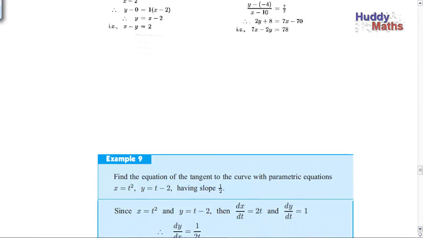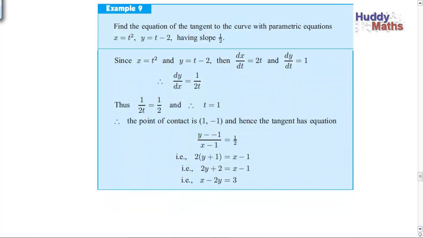Well, there's a little bit more here with calculus. Let's have a look at this one. Find the equation of the tangent to the curve with parametric equations that and having a slope of a half. So, find the equation of the tangent, I'll need a slope. So let's get dy by dt and dx by dt. Differentiating this using the x to the n rule, 2t, derivative of this is 1, so the slope is 1 over 2t. Remember, it's dy by dt over dx by dt. Okay. And the slope has to equal a half.